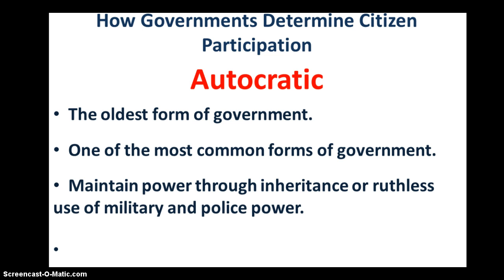This is the oldest form of government, and one of the most common forms of government. It maintains power through inheritance or ruthless use of military and police power. The use of military and police power is what I'm thinking of when I think of Nazi Germany with Adolf Hitler, but the inheritance is referred to as a monarch. So a king, queen, or emperor, this is passed down through inheritance, not necessarily military or police power. So it doesn't necessarily need to be a bad or evil thing as when we think of Nazi Germany, but here you have the queen and king as examples.